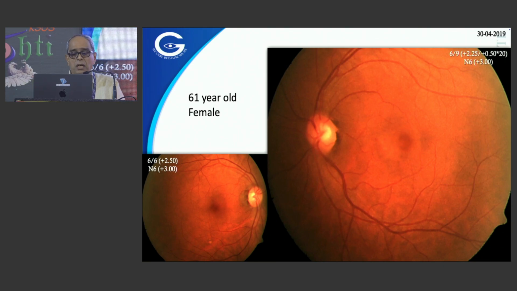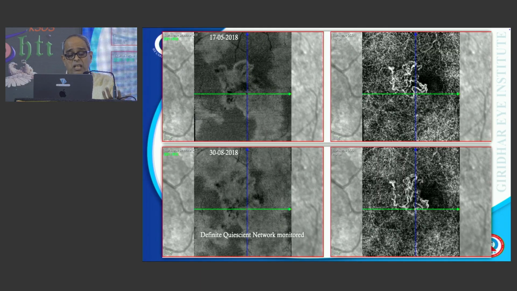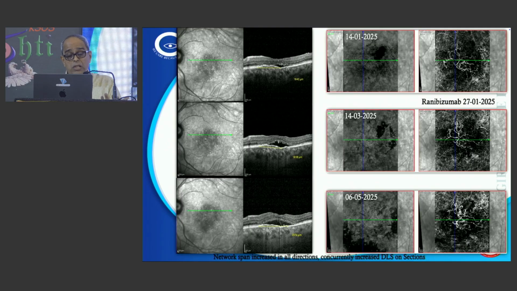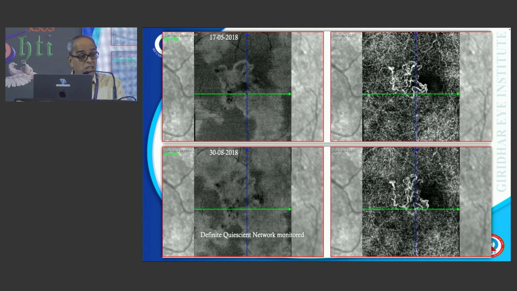This is my next case. This again is a pachychoroid neovasculopathy. You can see this membrane here, a silent one, which progressed into a neovascular membrane. The reason why I'm showing you this particular case is this patient has been under my treatment for nearly 10 years, on irregular treatment for 10 years.